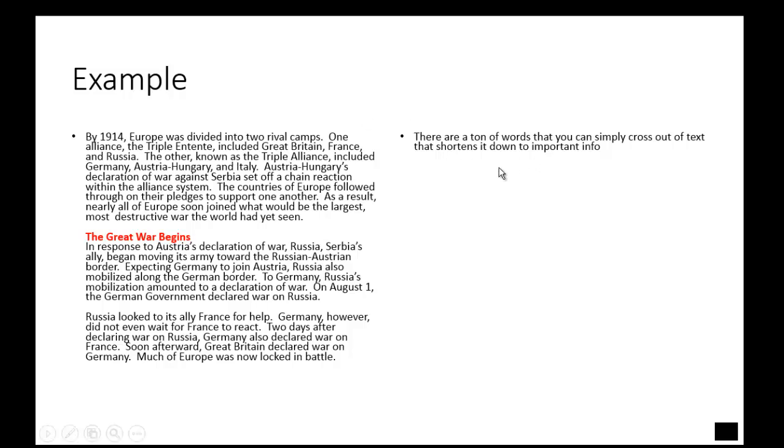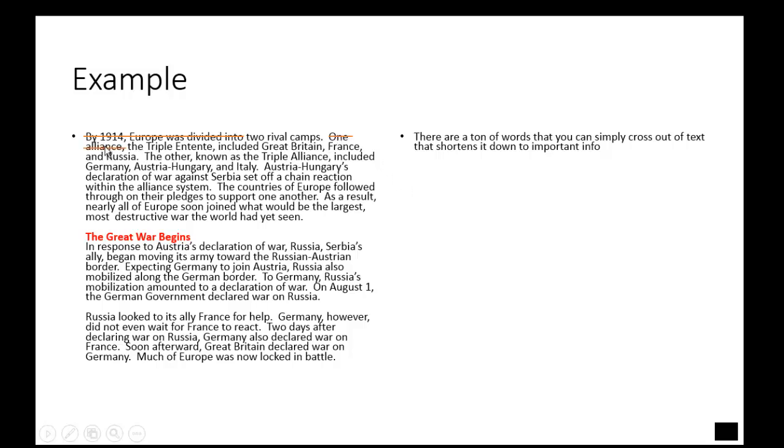And so what you can do is, as you go through and you read this, by 1914 Europe was divided into 2 rival camps. Okay, I kind of think, there's 2 rival camps. That might be important, but I can start to cross off some of this stuff, right? So I've got 2 rival camps. I need that. One alliance, the Triple Entente, included Great Britain, France, and Russia. Okay, so I better have this, the Triple Entente.